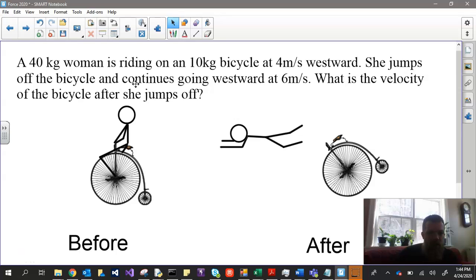Hi everyone. I'm just going to look at a conservation of momentum example today. This one involves a woman riding a bicycle. I found a picture of a penny farthing and I always like to throw them in.